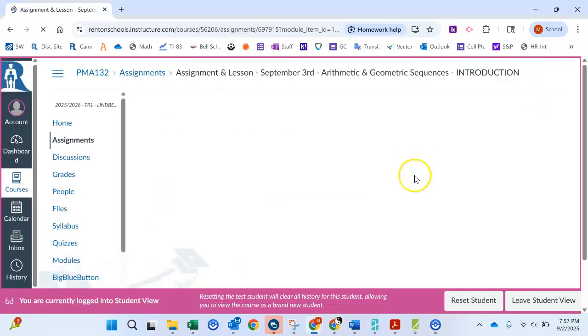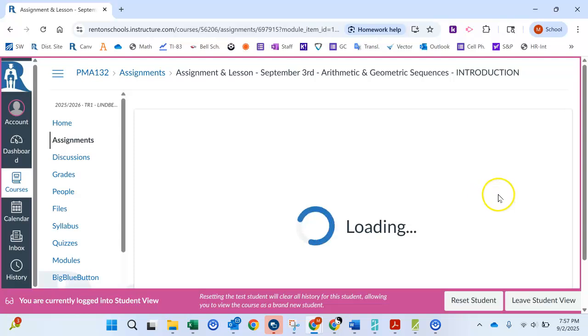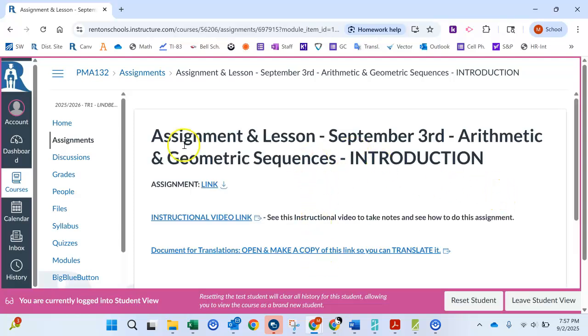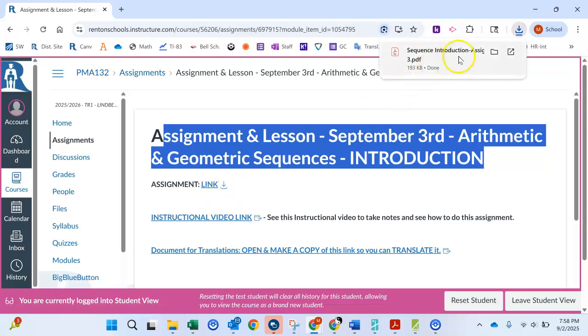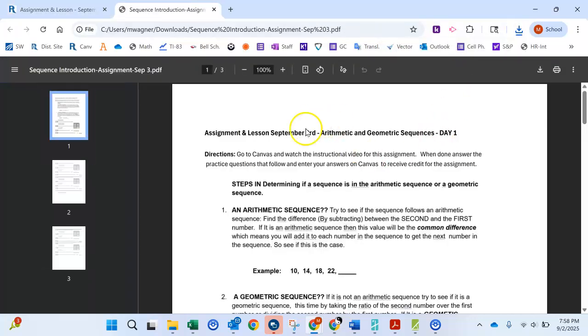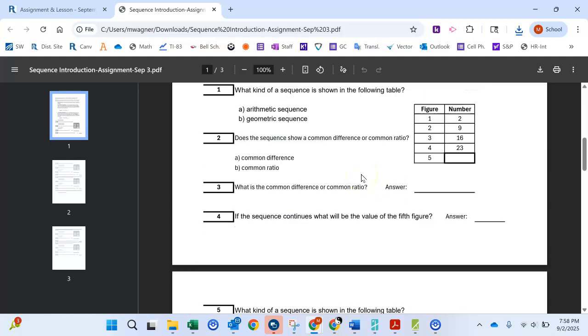And then when you get there, you'll see three things, okay? Here it is, assignment lesson arithmetic. And then this is the assignment, so you go here and open it up, click on the arrow right here, and then you can open it up. Right now you're not able to translate this, but this is the assignment.